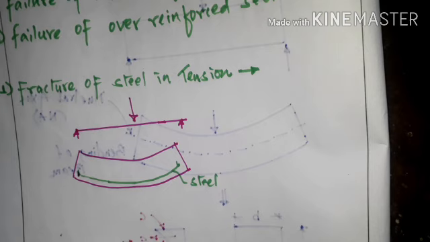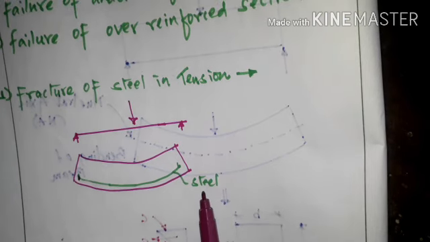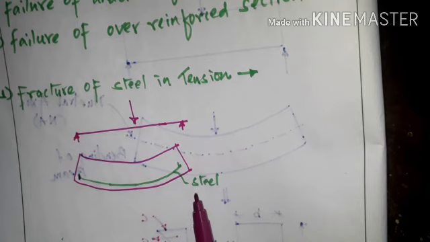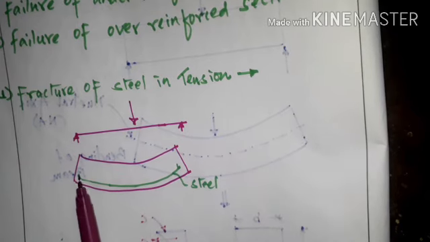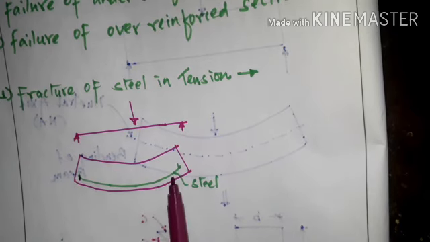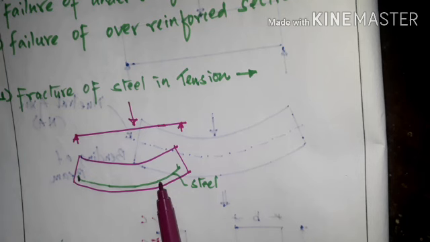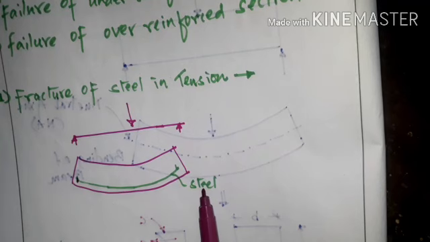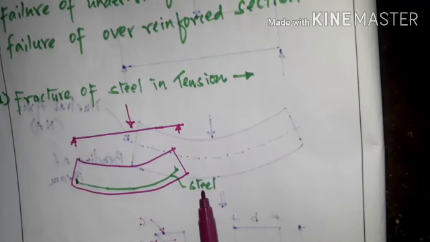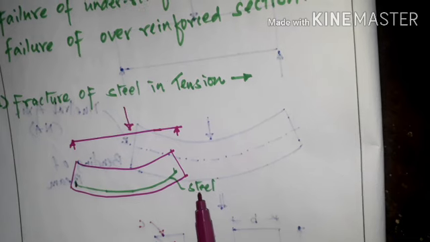Understood? So what will happen here? When you provide steel which is less than the minimum percentage of steel, whatever stresses are there will automatically transfer to the steel, and the steel is less than the minimum steel provided as per the code. So the steel will fail. How will it fail? It will not give any warning. It will fail suddenly.